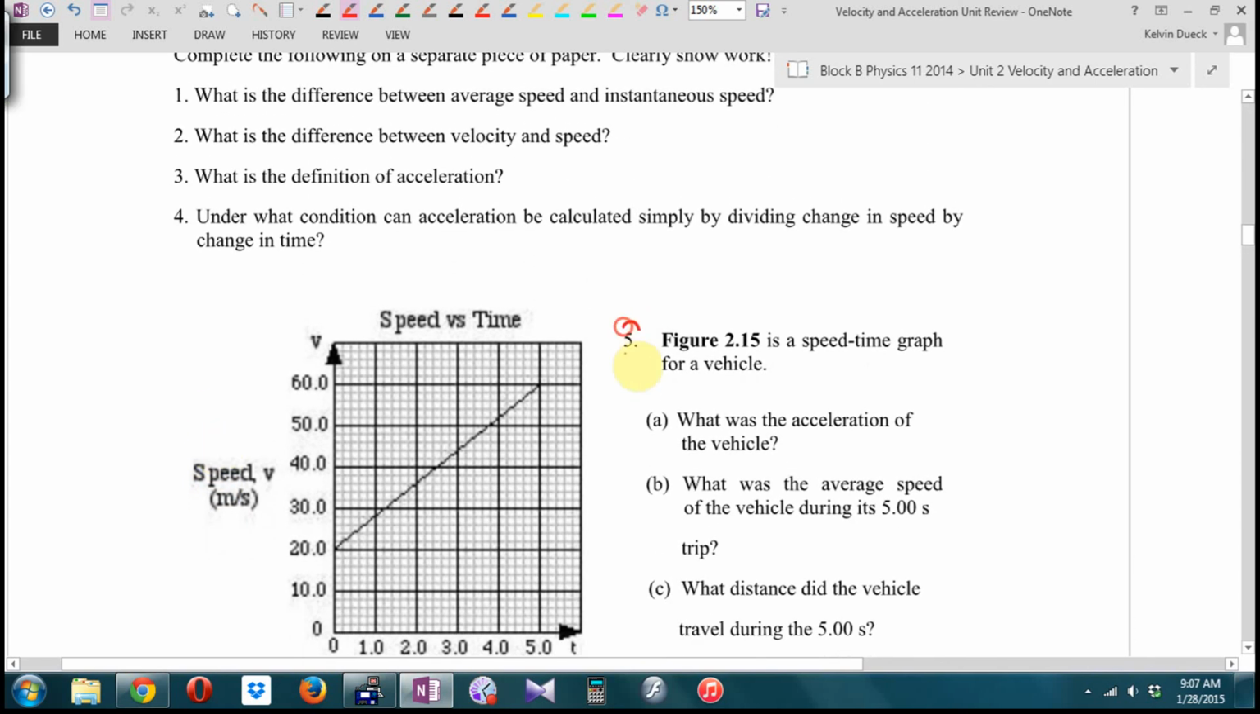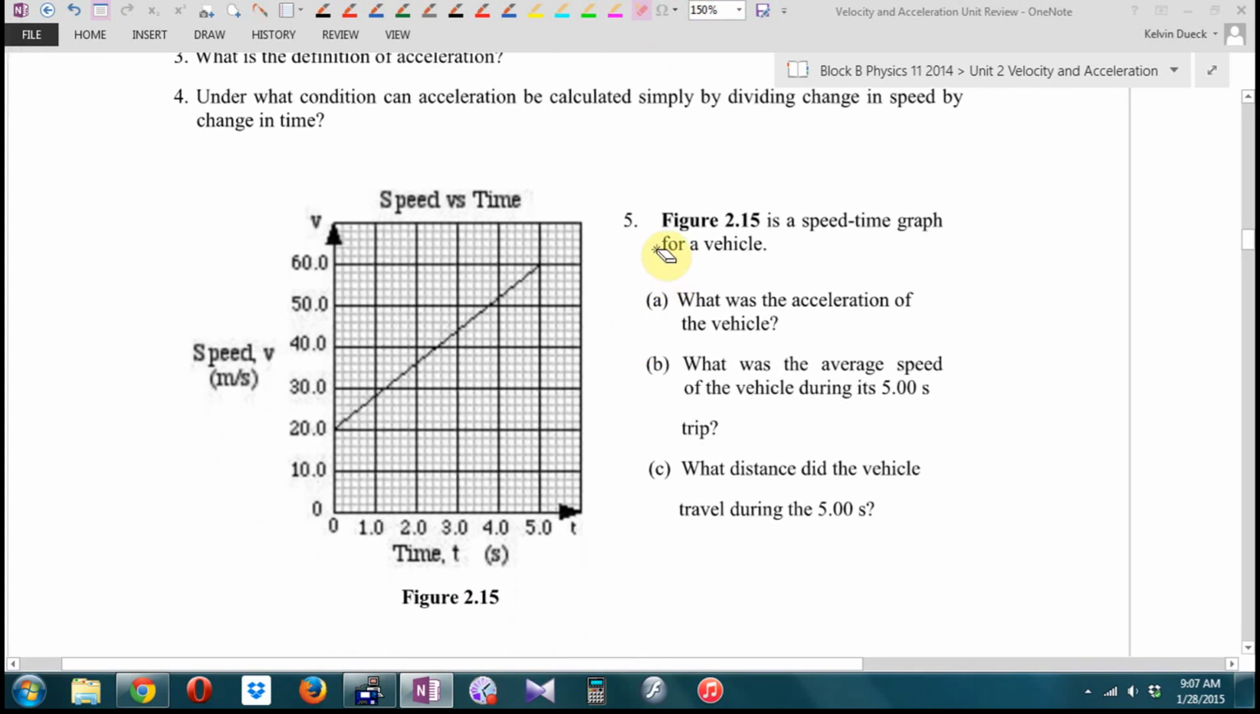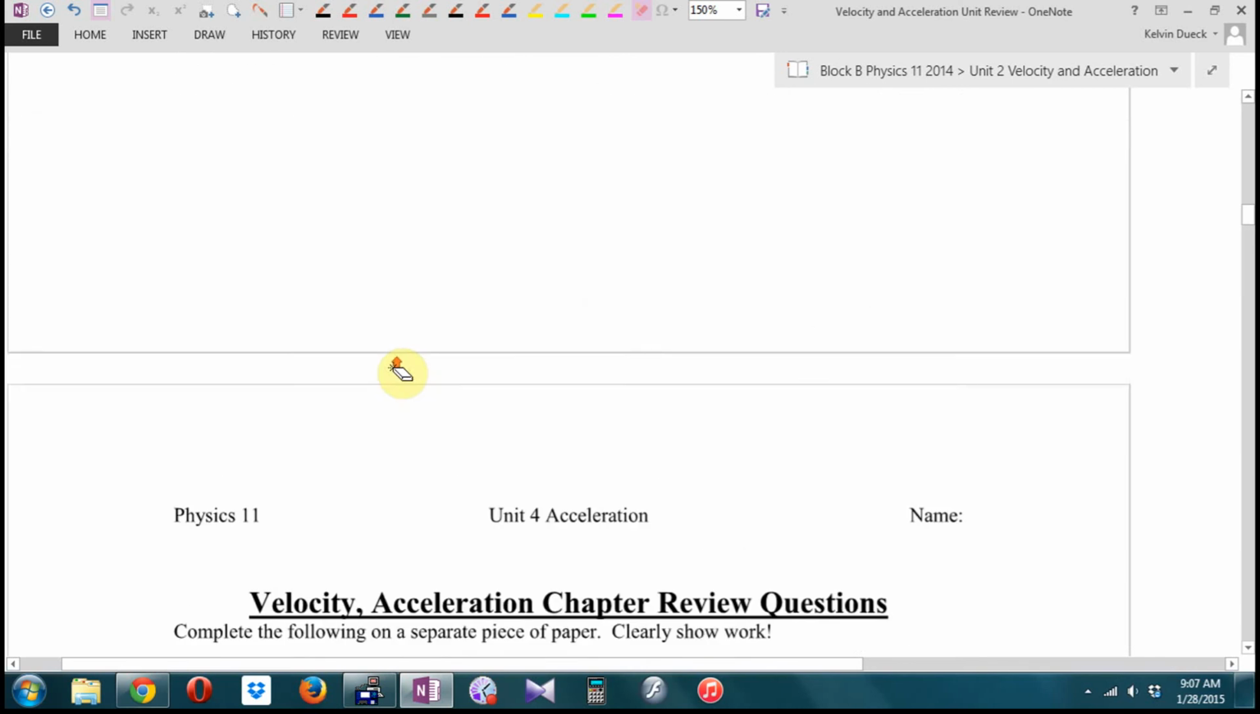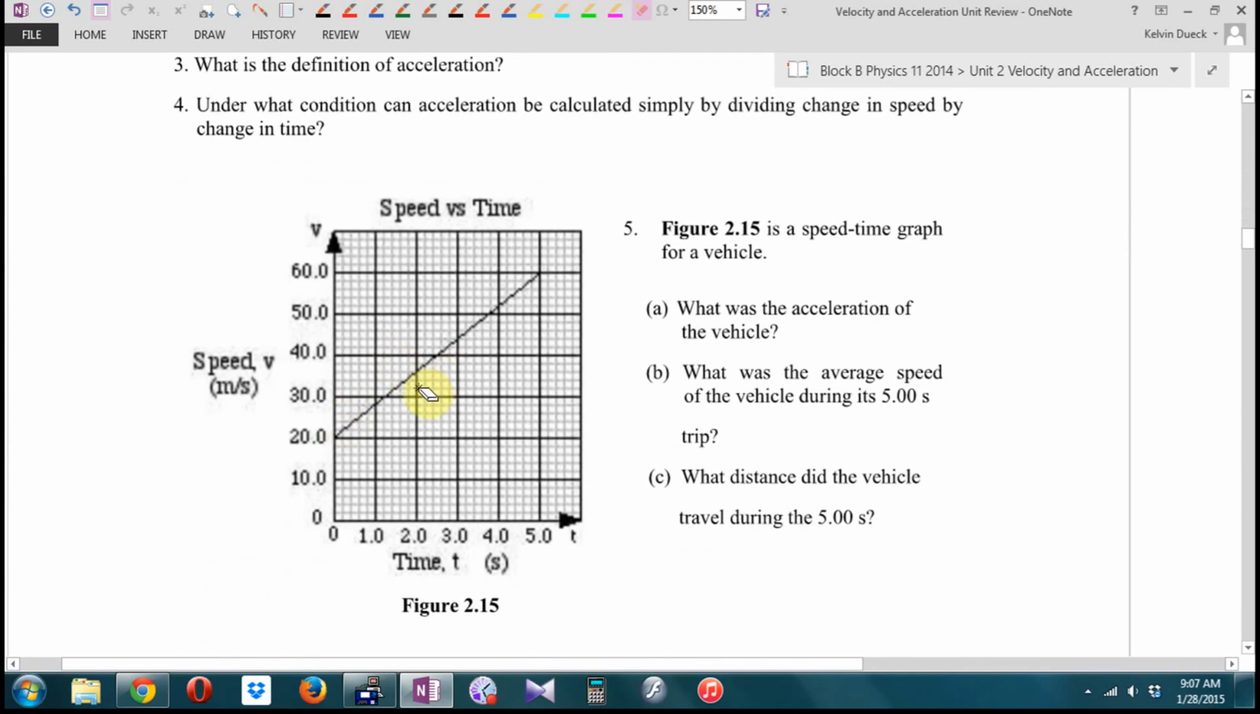I like number 5. If you turn the page, you can expect that I give you some kind of a graph better than this one to analyze. Probably a linear graph or something like that.